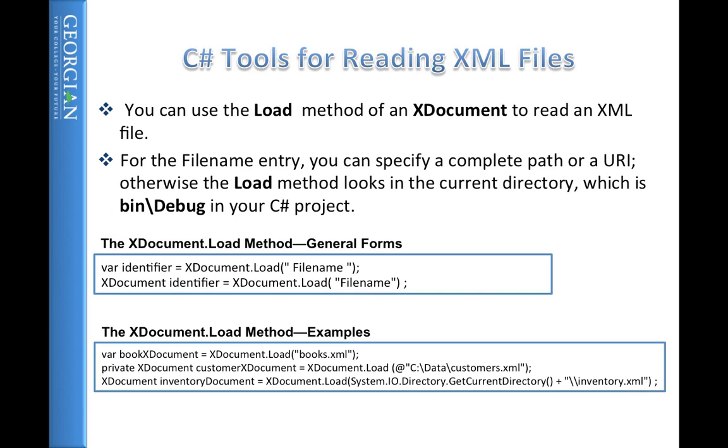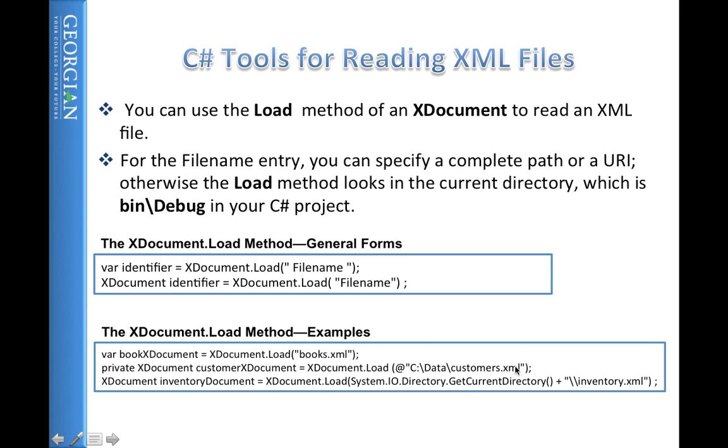So those are the two classes. XML load will load in the type of file. This is the identifier. This is one way of doing it. And you can also use the XDocument.Load to load the file. So there's two different forms of loading in your document. Okay.